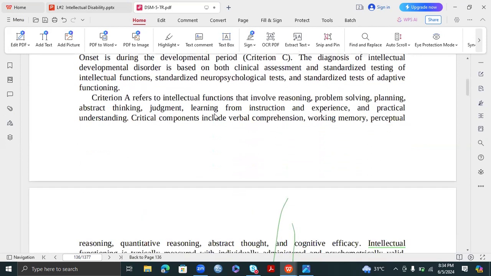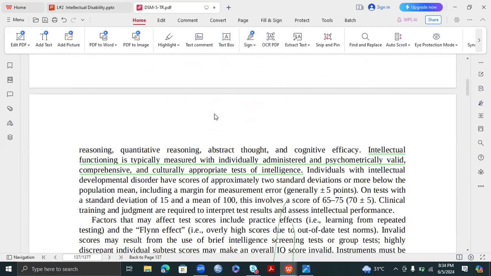Then here comes a second point that has been mentioned in the diagnostic manual, that is, intellectual functioning is typically measured with an individually administered, psychometrically valid, comprehensive, culturally appropriate test of intelligence. All right. These are the particular parameters you have to be aware of when you are talking about diagnosing a person with an intellectual disability.